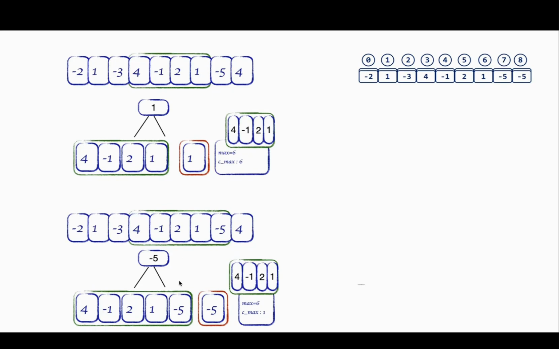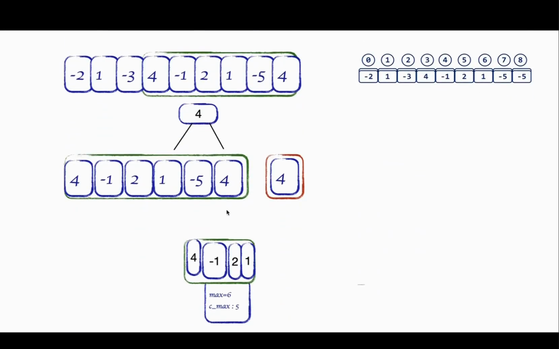Now the next element value is 4. If we sum 4 minus 1, 2, 1 minus 5 and 4, this is 5. If we compare 5 and 4, 5 is greater. So the current maximum will be 5. As we reached the last index element, we'll stop here. So our maximum value is 6 as of now, and we'll return this maximum value.